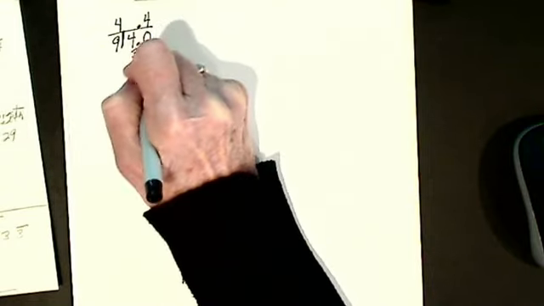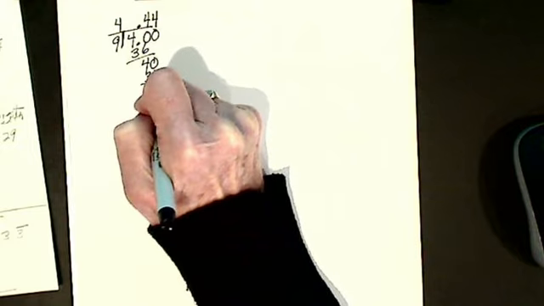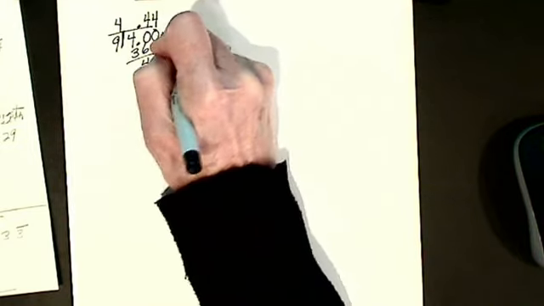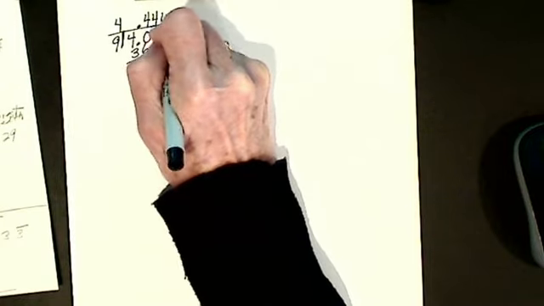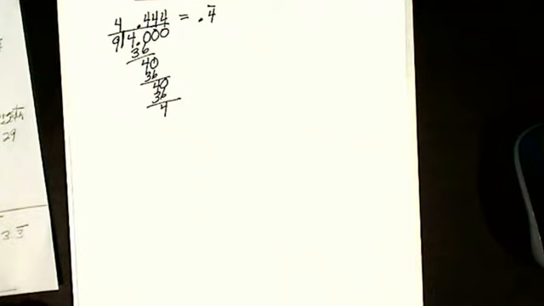4 9s are 36. Subtract. Have a remainder, I'm going to add a 0, bring it down. I'm going to get a 4. I get 36. Subtract. Still have a remainder. Add a 0, bring it down. 4 9s are 36. Now, you can see that this is repeating. So, my answer would just be 0.4 with a bar on top.